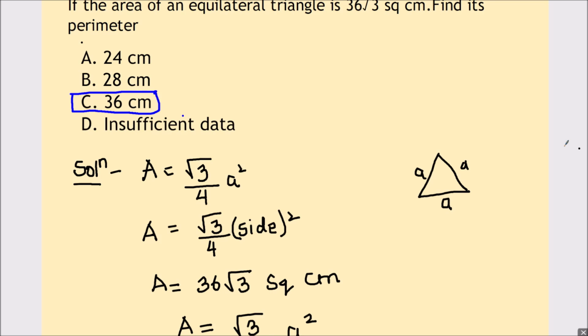So this is how we can find the perimeter of an equilateral triangle when its area is given to us.